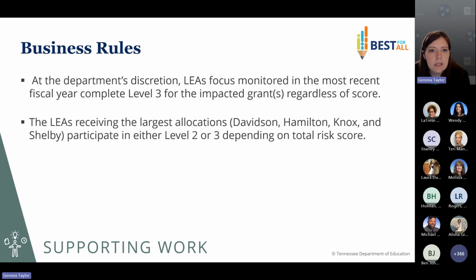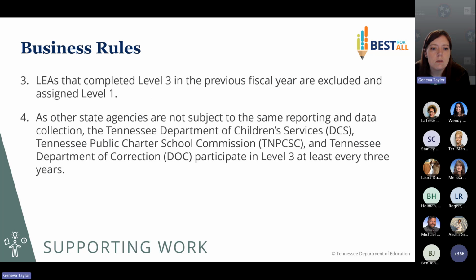The more money you receive, the easier it is for something very small to go wrong and make a very large impact for the entire state. Business rule number 3: LEAs that completed level 3 the previous fiscal year are excluded and assigned to level 1. So those of you in the audience who were level 3 monitored last year, if you were not also focus monitored, you're going down to level 1 to give yourself time for your data to improve before you're eligible for level 3 monitoring again.